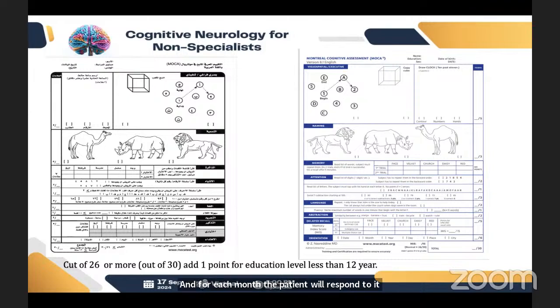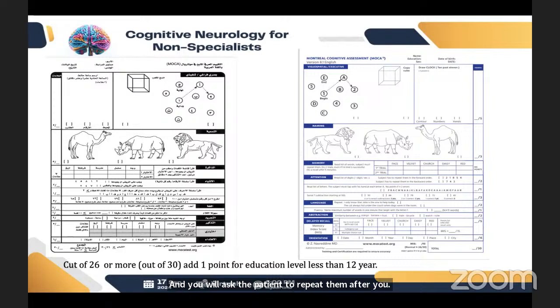And then you will move to the memory task. You will tell them that I'm going to say a list of words, and I would like you to repeat them after me. And you have to say the words at a rate of 1 per second. As an example, you will say face, velvet, and so on. And then once you finish, you will repeat those words again, and you will ask the patient to repeat them after you.